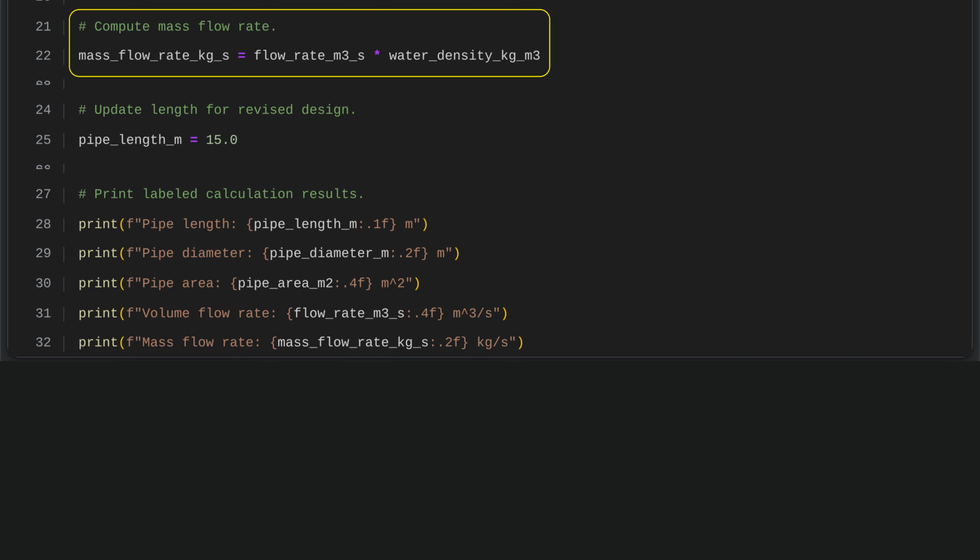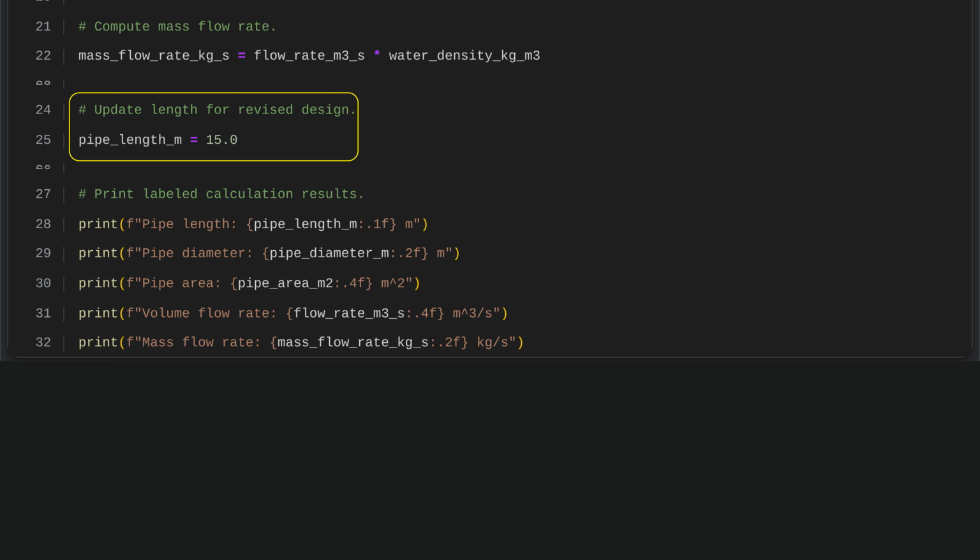Mass flow rate is found by multiplying the volume flow rate by the density of water. This tells how many kilograms of water move through the pipe each second, which is important for engineering and design calculations. The pipe length is updated to 15 meters to match the revised design. This ensures later calculations use the new value and lets the program adapt without major code changes.